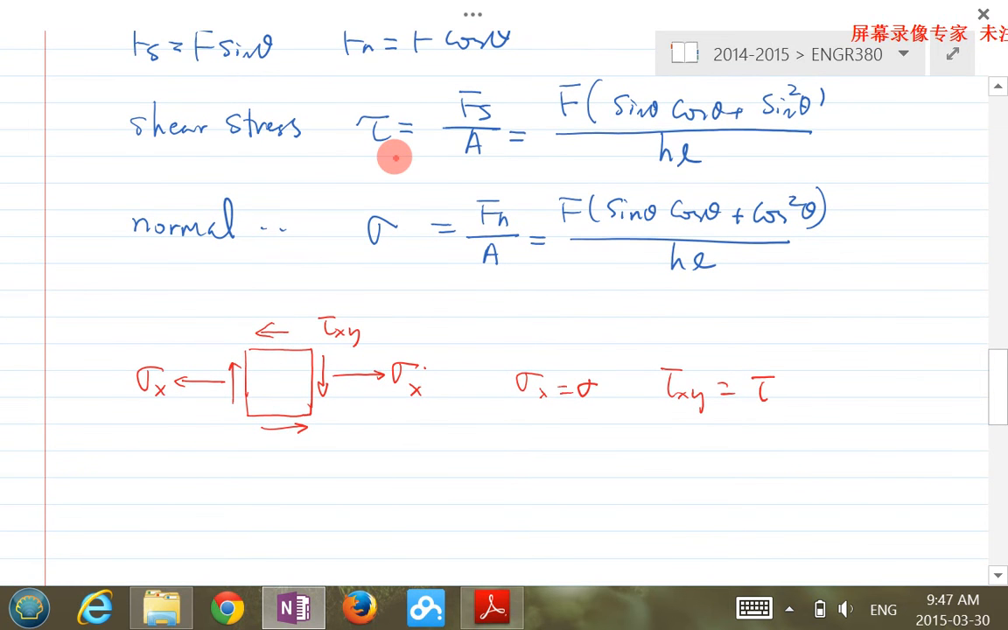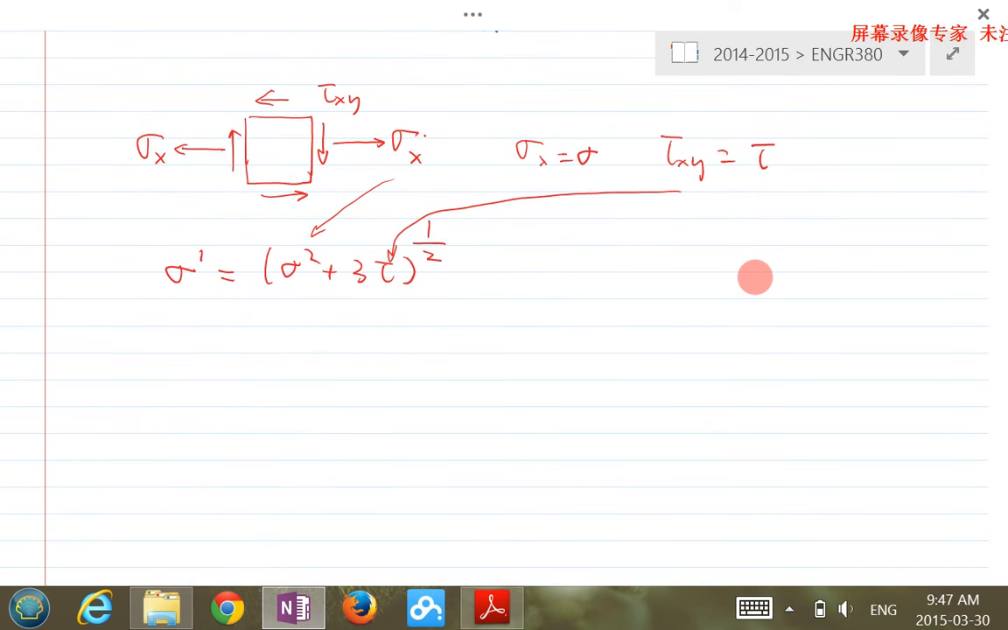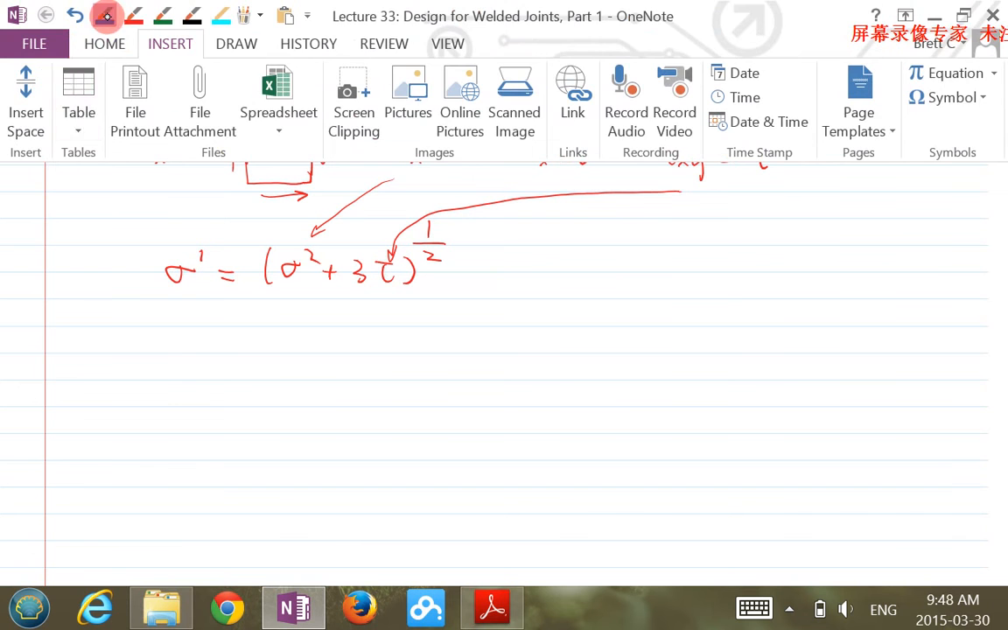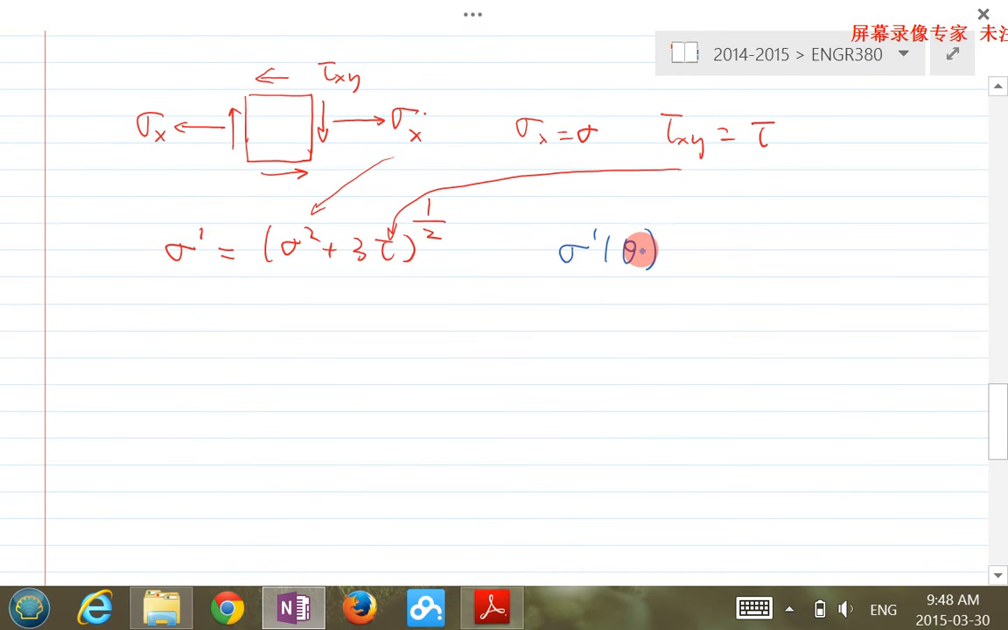Then I can calculate the von Mises stress, which is (sigma squared plus 3 tau squared) to the power of 1/2, the square root. Plugging these quantities in, we can calculate sigma prime. Now the purpose is the following. Apparently, sigma prime is a function of theta.